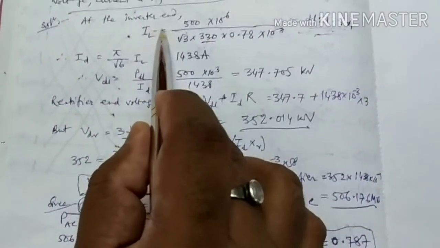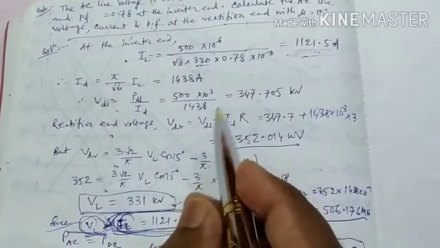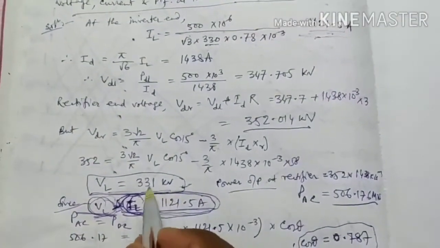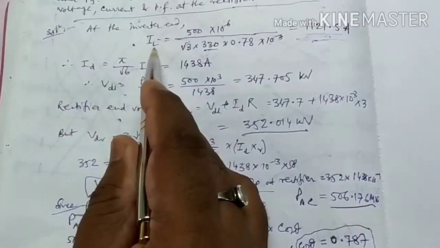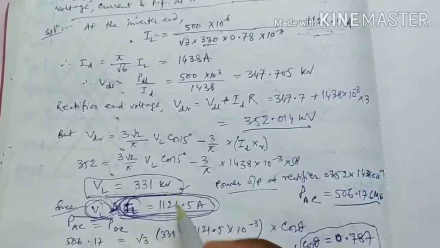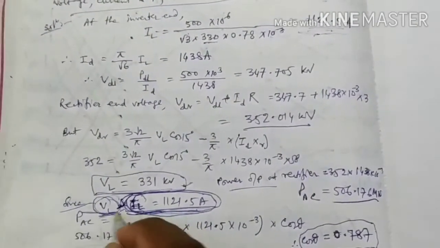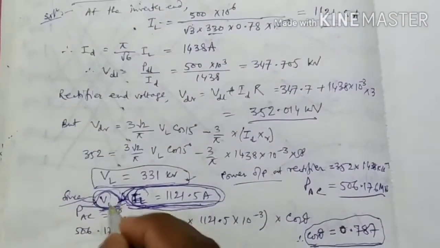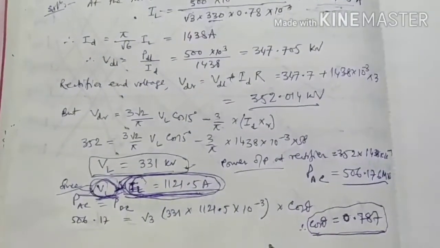At the inverter end the voltage is 330 kV, as given in the question. So the rectifier end voltage is 331 kV, which is almost the same. So the line current at the inverter end, 1121.5, is almost the same at the rectifier end, IL 1121.5. Since the rectifier end voltage and inverter end voltage are the same, the line current will be nearly the same, and the power factor will be like this.